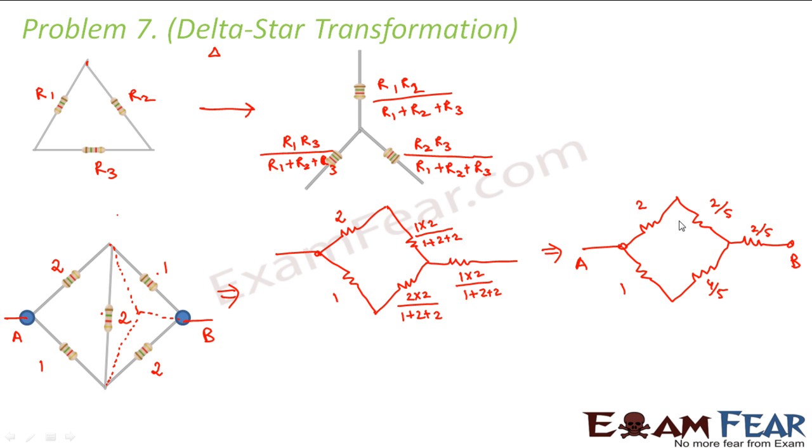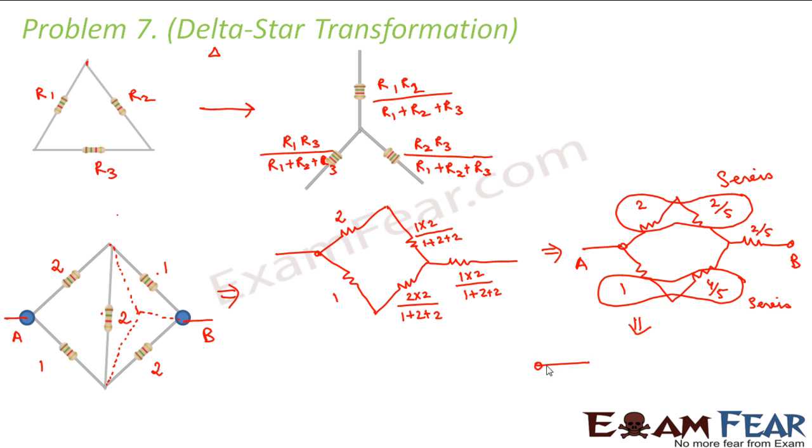Yes, it is relatively simpler now because this 2 and 2 by 5 are in series. Similarly, 1 and 4 by 5 are in series. So these two are in series. Similarly, these two are also in series. So we can further reduce the circuit like this. Instead of 2 and 2 by 5, we replace them with one resistance.